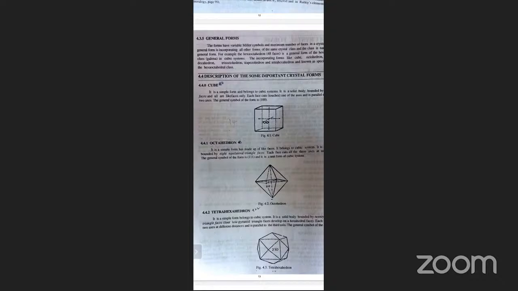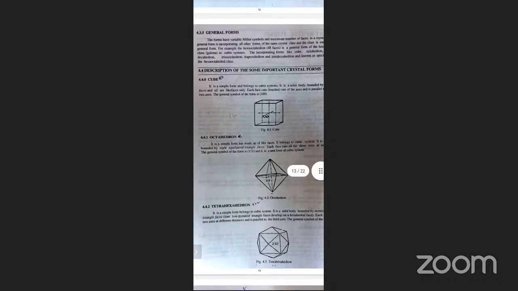Second one is the octahedron. It has 8 faces. You see here, this is an octahedron. It is a simple form.